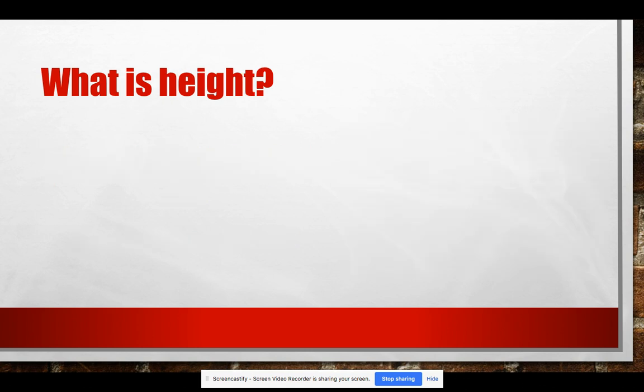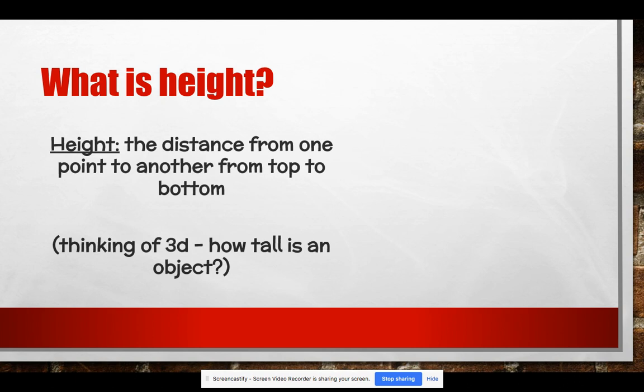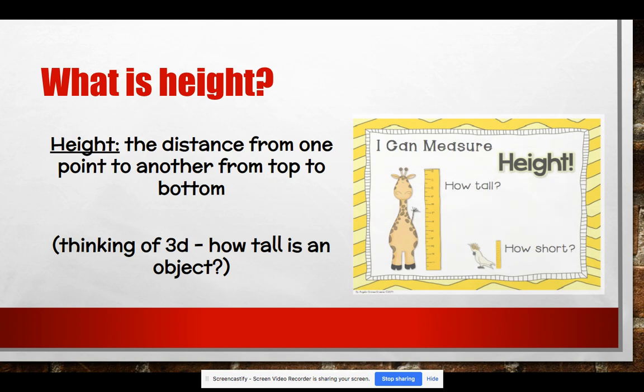Our next new term is called height. What is height? Height is the distance from one point to another, but this is from top to bottom. We're thinking about three-dimensional. How tall is an object? So how tall is a giraffe, or how short is a cockatoo? We're measuring from top to bottom for height.